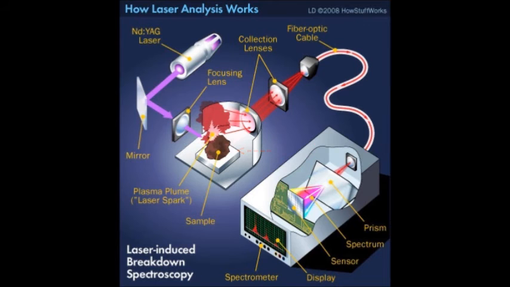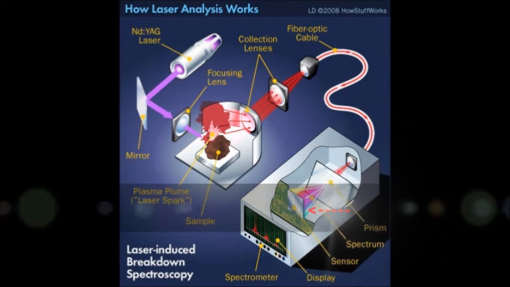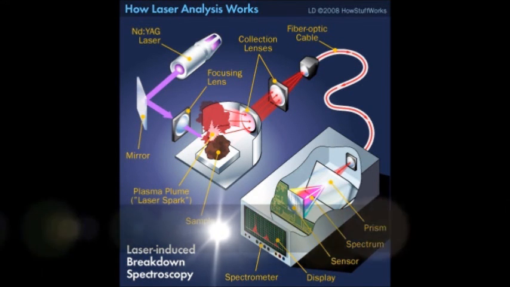Sample is ionized to form a plasma. The ionized atoms excite and relax. When relaxed, light is emitted, then passes through collection lenses and fiber optic cable. The light gets dispersed through the prism onto the sensor, and we get our resulting spectra.